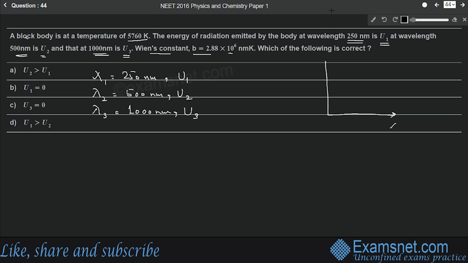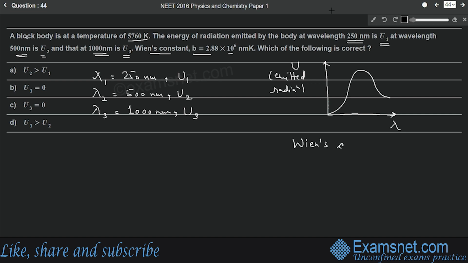So this side we have the wavelength lambda and this side we have the energy of emitted radiation. Now we know that the graph will look something like this. This is the correct graph for this. So first of all, we'll find what will be the maximum wavelength, lambda maximum. So we'll use Wien's displacement law for that.